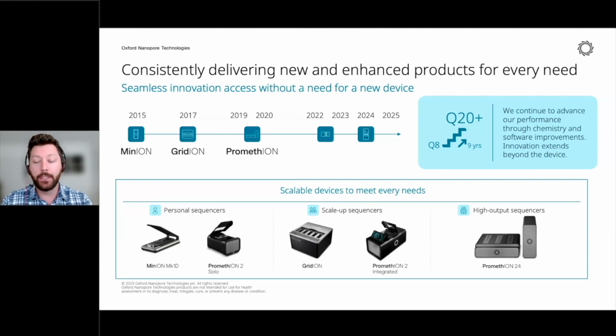We've now advanced to greater than Q20 single molecule raw read accuracy, delivering exciting improvements through chemistry and base calling updates while using the same core devices. And because the platform is unified by the same nanopore chemistry, we can support a wide range of use cases and throughput needs. So on the bottom here, you'll see some of our suite of devices, including personal sequencers like the handheld MinION, to desktop PromethION 2 Solo, to scale-up options like the GridION and the PromethION 2 Integrated, all the way up to high output systems like the PromethION 24, capable of large-scale, high-throughput projects.